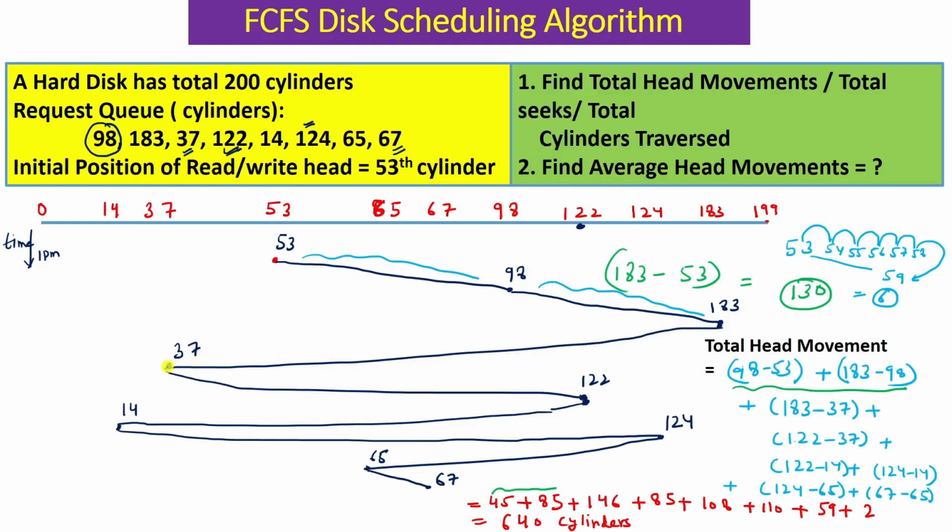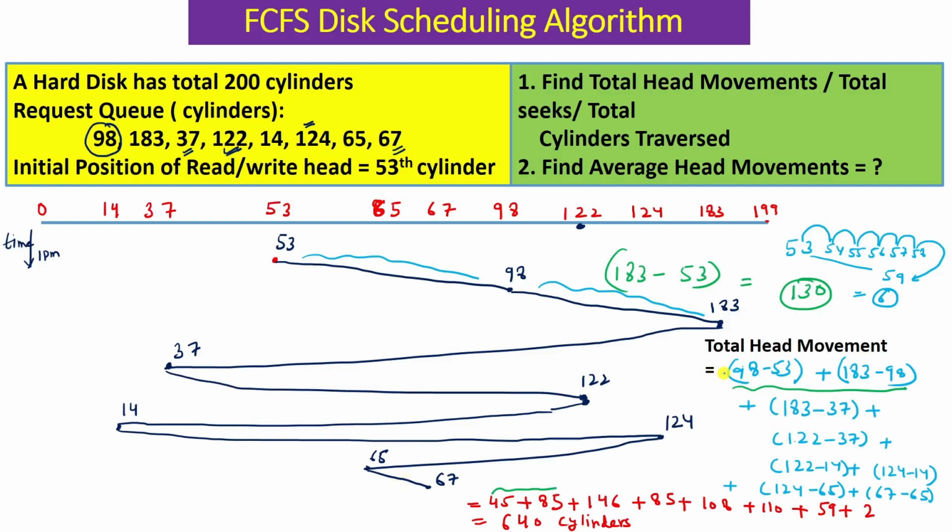Then we move to 122, then we move to 14, which is in this direction. Then 124, and then 65, we moved here. And then the read write head again moved to 67, that is the last request. So in the same order in which they arrived, we serviced the requests. This is the first come first serve algorithm for disk scheduling.